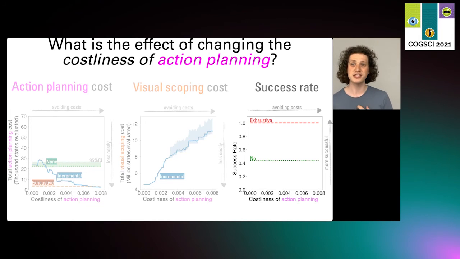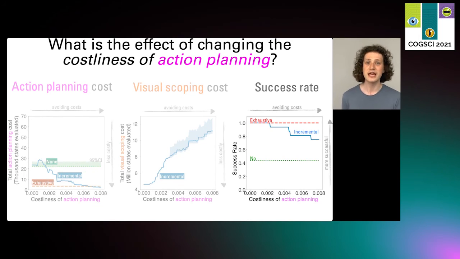Finally, what does this trade-off mean for the rate of success? Does choosing easier to solve subgoals make one more myopic, more prone to getting stuck in dead ends? And the y-axis here is rate of success. Indeed, the higher the cost of action planning, the more mistakes the planner makes. Easier to solve subgoals are more likely to lead it into a dead end.